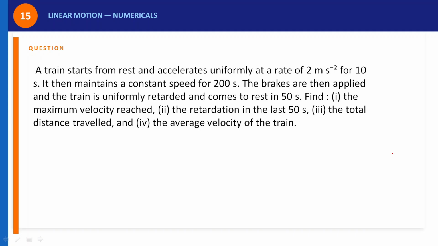Let's see what is given in the question one by one. The train starts from rest. So what is the initial velocity of it? u equal to 0. And the uniform acceleration a is 2 meter per second square. It is for how much time? 10 seconds. Let's find the final velocity after 10 seconds.